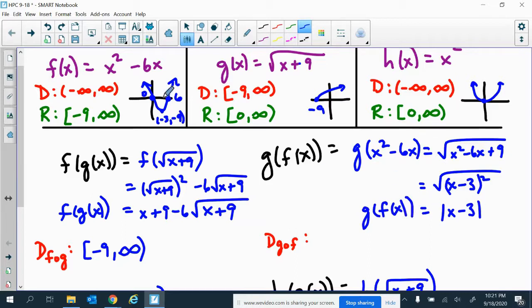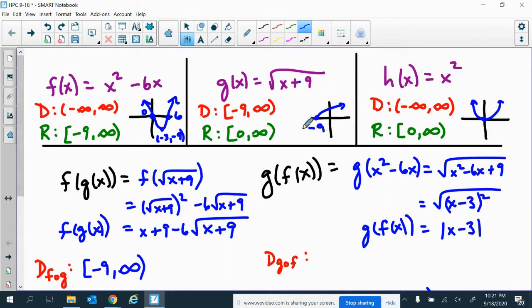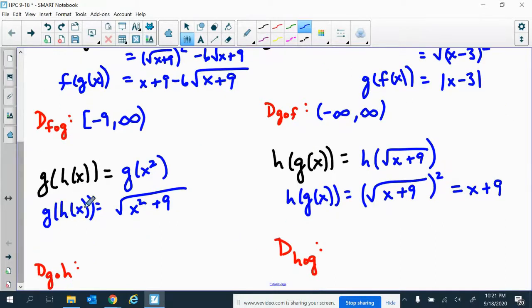Now, if I look at what's happening, g of f of x, if I look at the original domain, negative infinity to infinity, that's still going to be the case in this. And if you look at the range and domain, they are exactly the same. So I don't have any issues with my domain and range. So my original domain is allowed to stand, negative infinity to infinity. So h of x being x squared and g of x being root x plus 9 will take us into our next set of 2 examples.